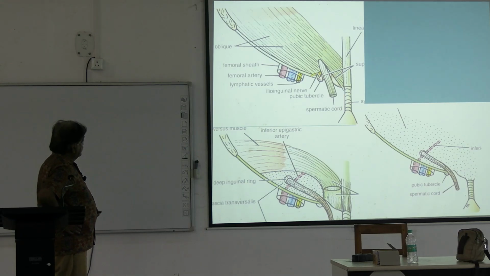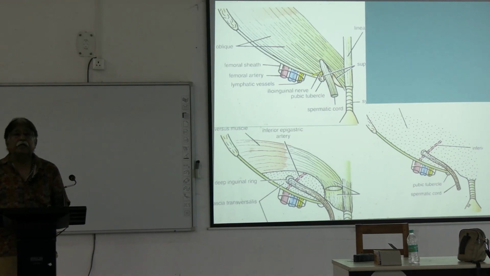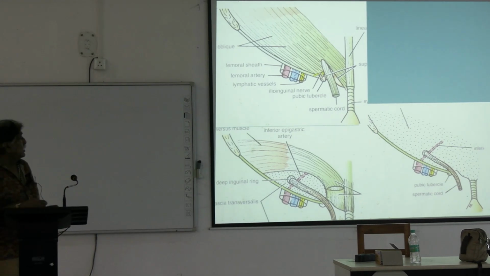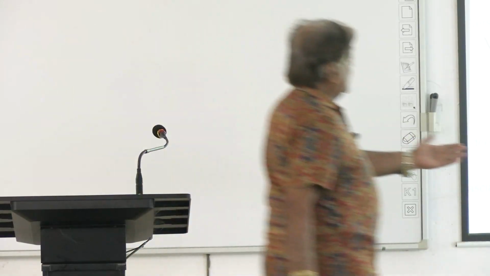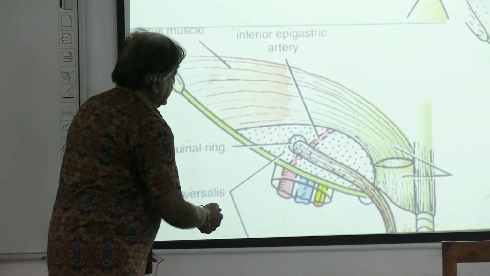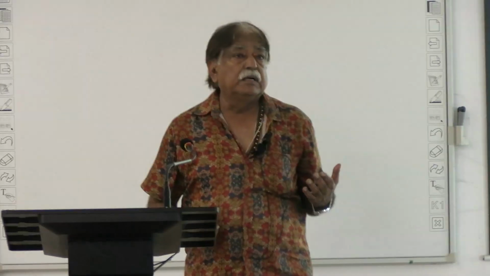Similar pictures here. Now, the inferior epigastric artery you have to take care of during surgery, because in open inguinal hernioplasty, a mesh is being incorporated on the pubic tubercle, and below this it goes, you put the mesh. It's a Prolene mesh.